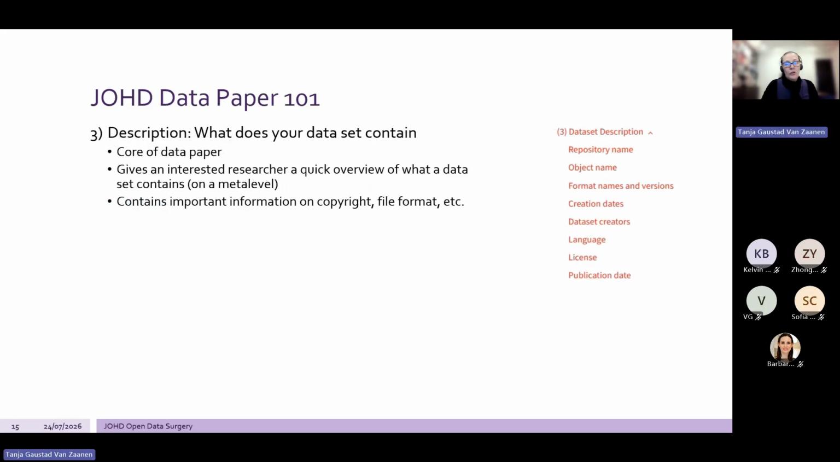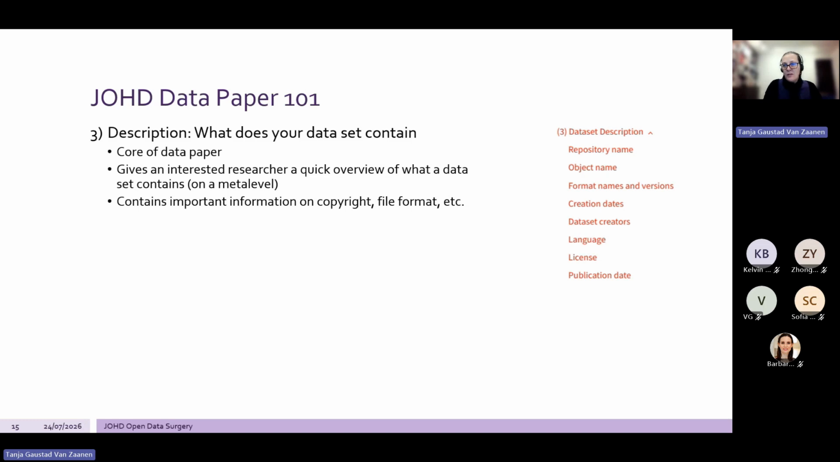Then the third section you will need in your data paper is the description of your data set itself. So I personally think that is really the core of your data paper, because it gives someone who's interested in what you've done a very quick overview of what it contains at a meta level. So you're showing information on copyright, file format, etc.